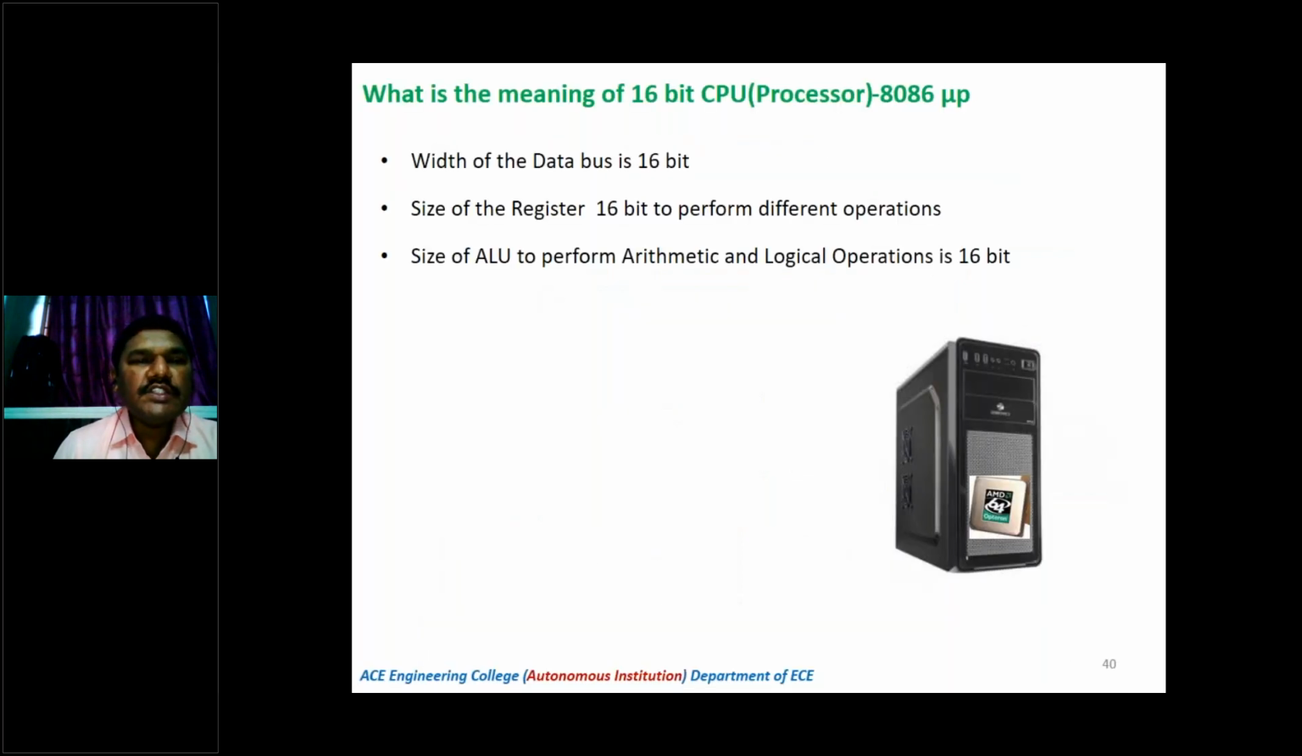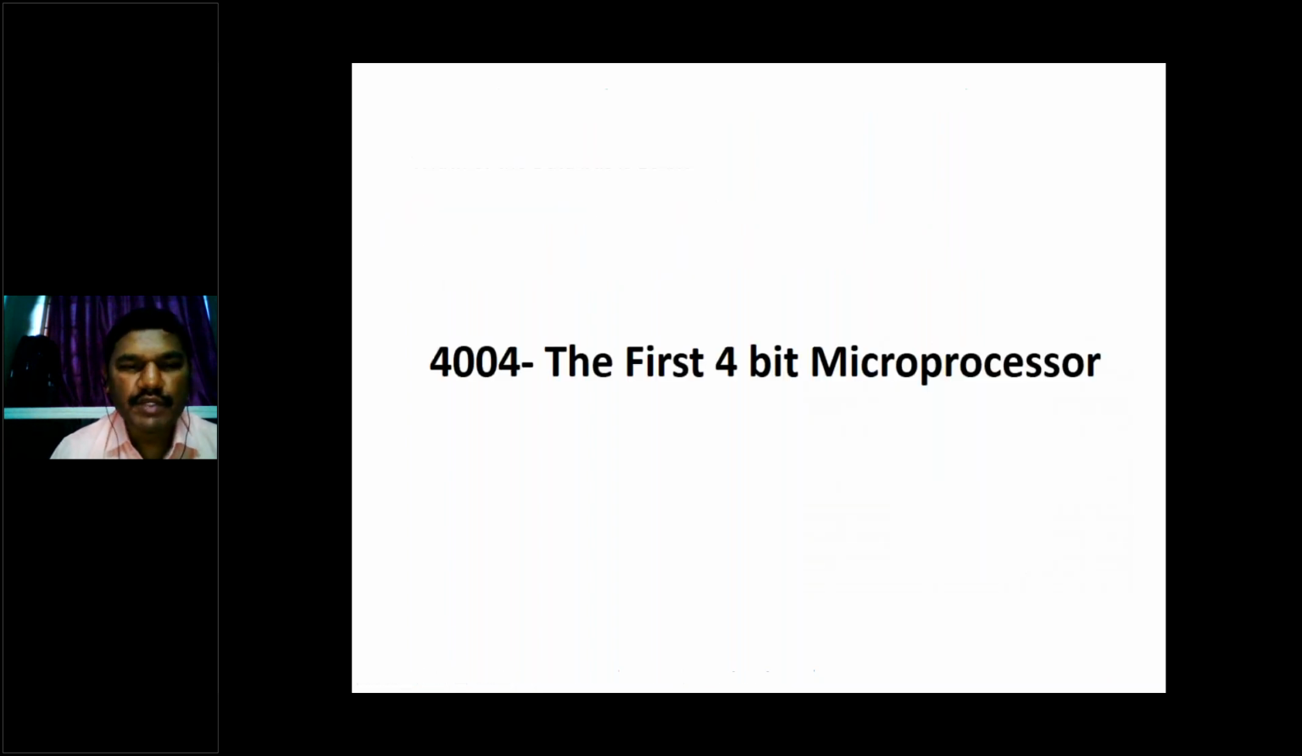So what is meant by a 16-bit processor or an 8-bit processor? We have to remember these three parameters. The width of the data bus is 16-bit. The size of the registers must also be 16-bit, to perform different operations or to hold data of 16 bits. And the size of the ALU to perform arithmetic and logical operations is 16-bit.